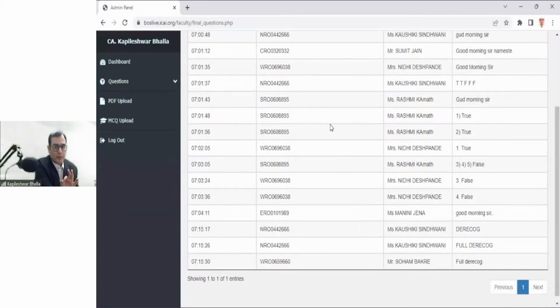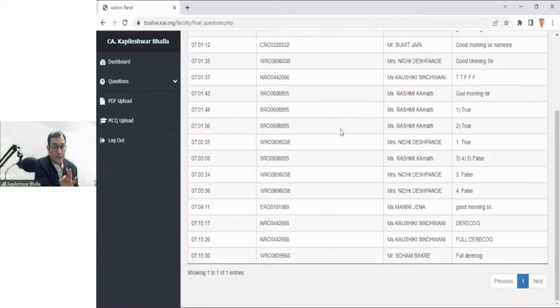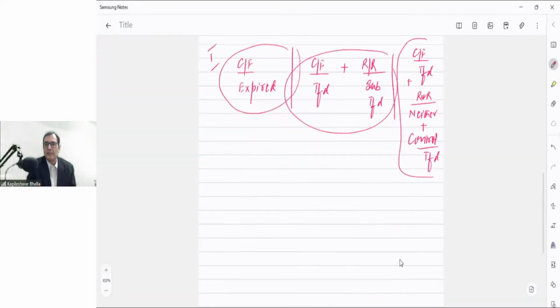Wonderful indeed. That's right, Koshki. That's right. Absolutely. Soham, wonderful indeed. So I think we can definitely decide that this is a case of a full derecognition.